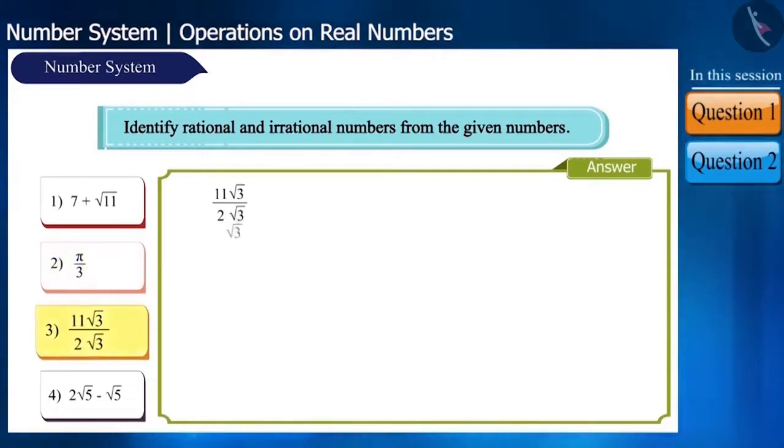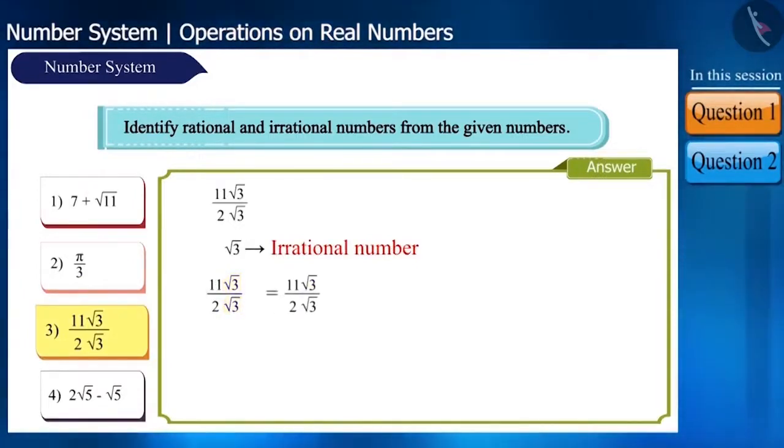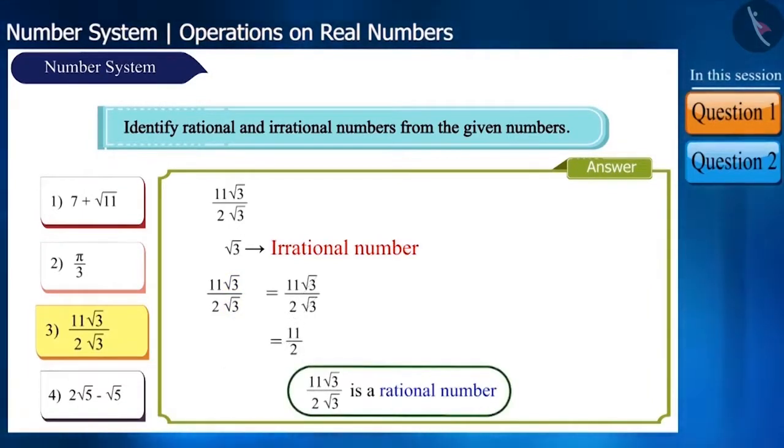Friends, in the third question, root 3 is an irrational number. But here, the numerator and the denominator both have square roots of 3. Hence, we can cancel the square roots of 3 and get 11 by 2. This is a rational number.